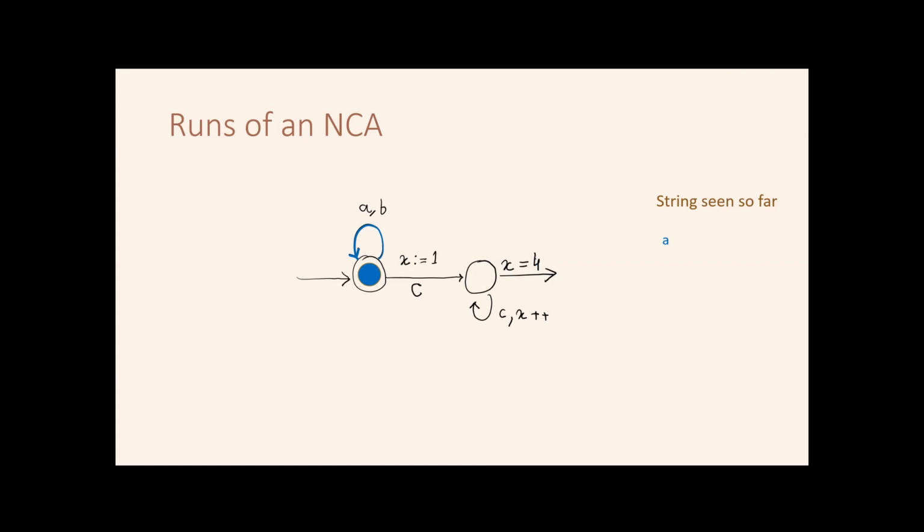Now, let's say we see the letter C. This transition moves the token from the previous state to this state, and this initializes the counter X to 1. Now I see another C. This blue transition is taken again, and the value of X is incremented to 2. And if I see another C, this can be incremented to 3. And finally, if I have incremented it to 4, this guard is satisfied. So I can mark this string as accepted by the automaton.